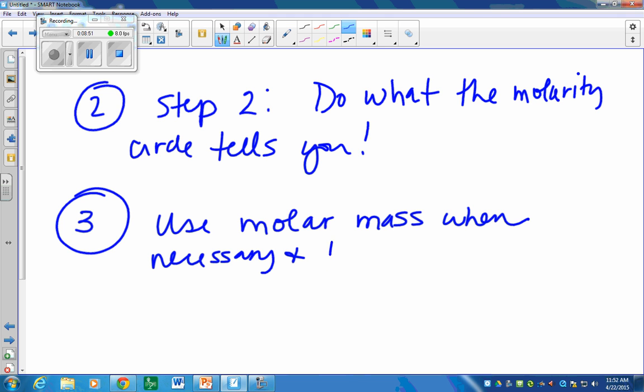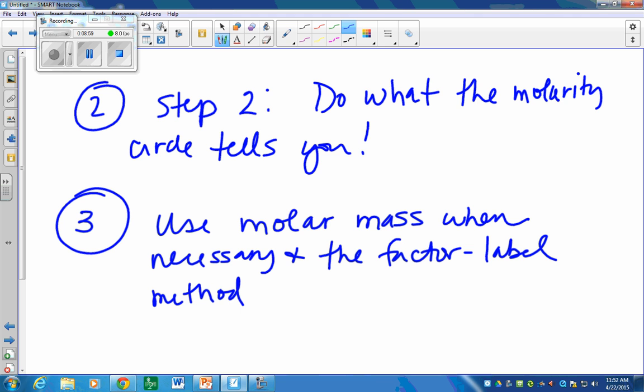And the factor label method. Now, this usually goes pretty well. All right, so in my 3 examples, I'm going to say this over and over again. What do you do first? Make sure the volume is in liters. What do you do second? What the circle tells you. What do you do third? You calculate molar mass and then use the factor label method to get the units to come out right. You guys okay?